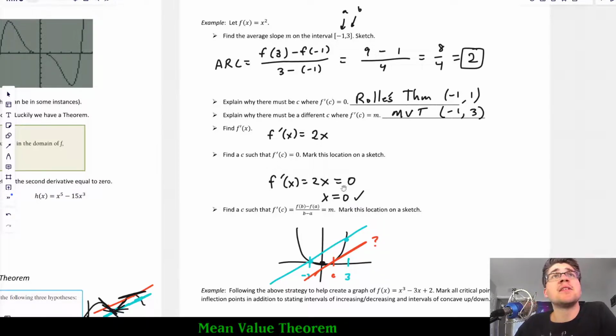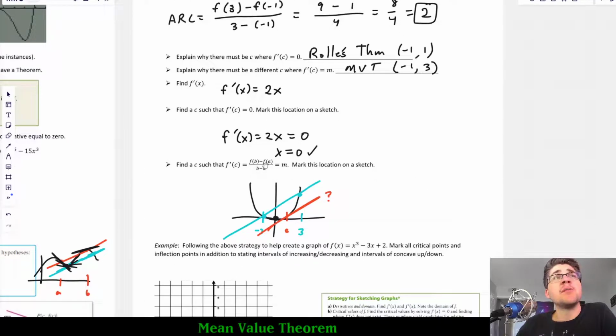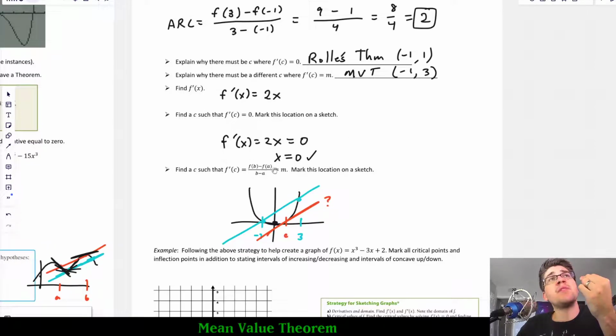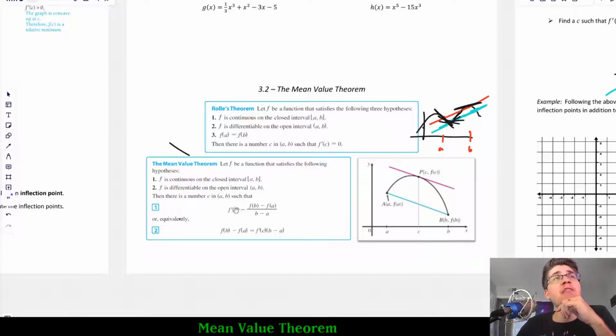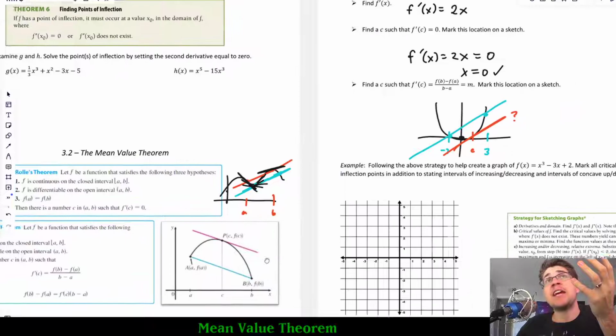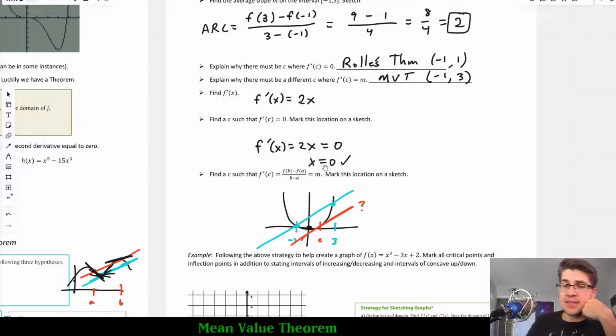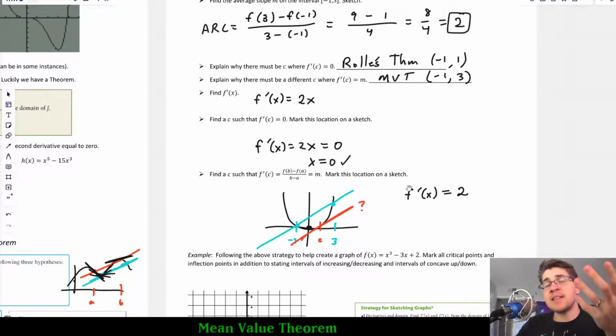The mean value theorem is a little bit more interesting, but it's very similar. Instead of taking your derivative and setting it equal to 0, you want to take your derivative and set it equal to m, because that's what the mean value theorem says, right? The mean value theorem says f prime of C is equal to the ARC, the average rate of change. So if we take the derivative and set it equal to 2 instead, we'd be looking now for where the slope is 2, and this is going to give us C. So basically this will be C, but I could call this f prime of C if I wanted to.